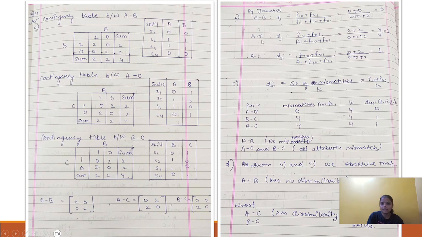Similarly, between A and C and B and C, we will use the table between A and C to substitute the values here. And similarly, for B and C, we will use this table to substitute the values here. So we get the dissimilarity for AC and BC, which is the same, equal to 1.